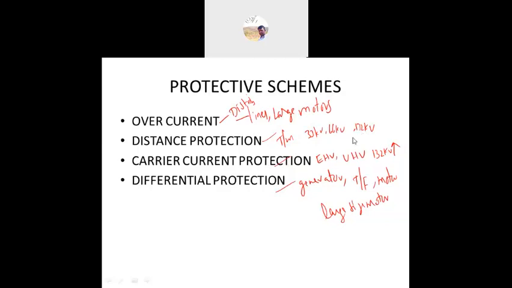In distance protection we have the transmission lines, right? This works based on impedance, admittance, and reactance. Coming to the carrier current protection, here the current carrying signal is used for the protection. At both ends of the line we place the transmitter and receiver, and based upon the current direction it will work.